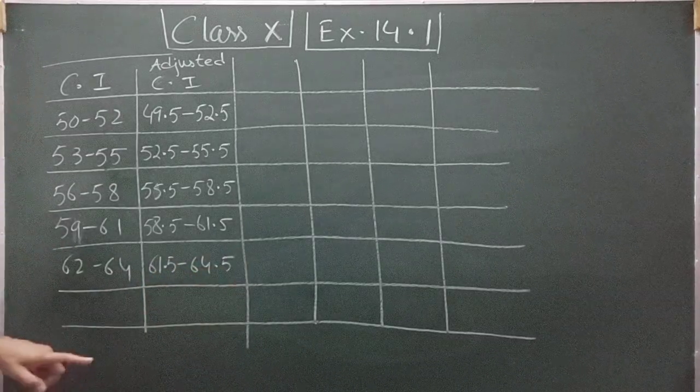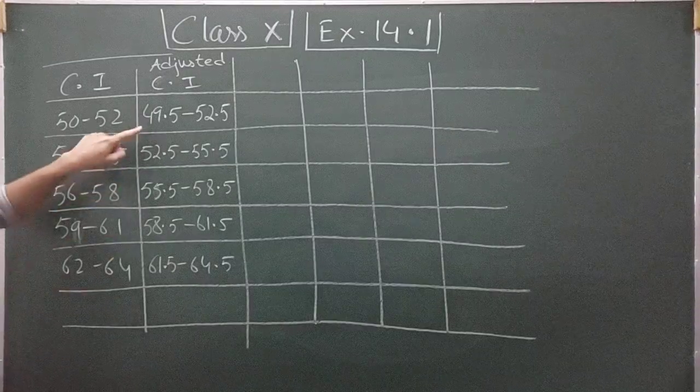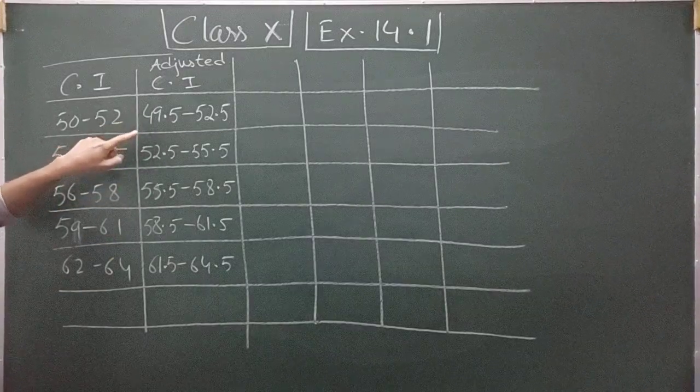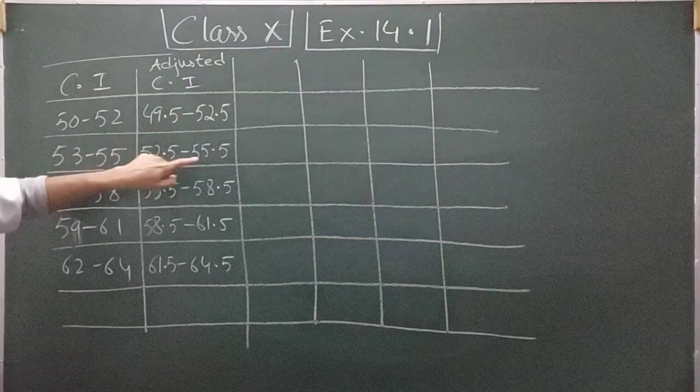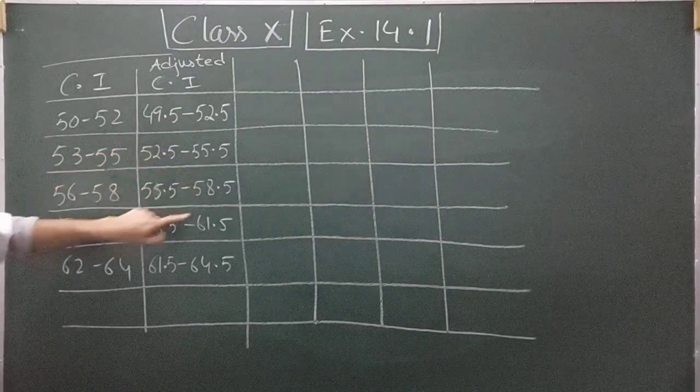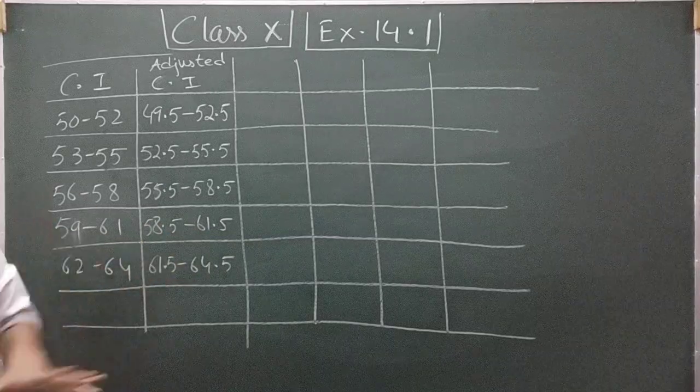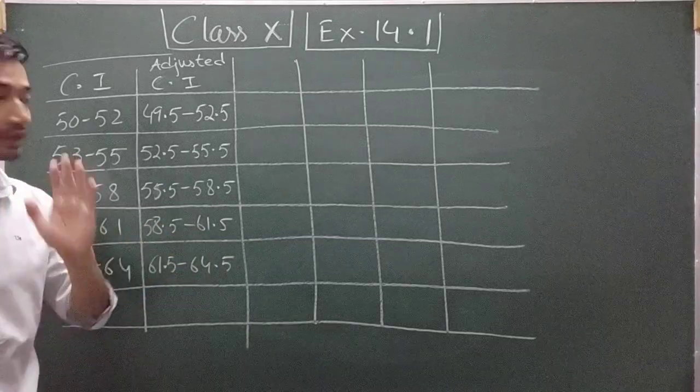Now you see what happens. When you do this, you see that the class interval has become continuous. You see 49.5, 52.5, 52.5, 55.5, 55.5, 58.5, 58.5, 61.5, 61.5. Isn't it? That's what we will do. After that, the rest is the same.